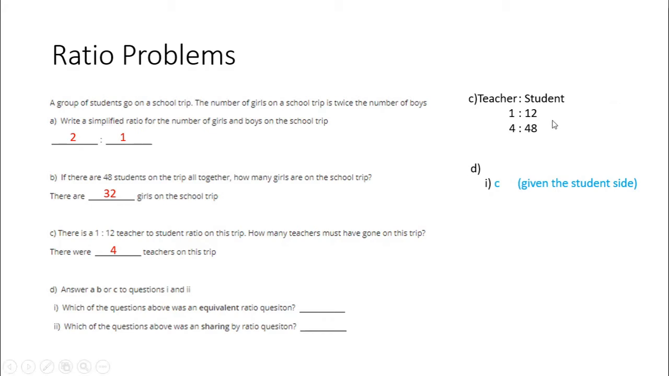So that's question C. And which question above was a sharing by ratio question? That's where you're given a ratio and you're given a total value that needs to be split into that ratio. Well, that was question B. There we were given the total number of students was 48 and we were splitting it into the ratio of boys and girls, or girls and boys.